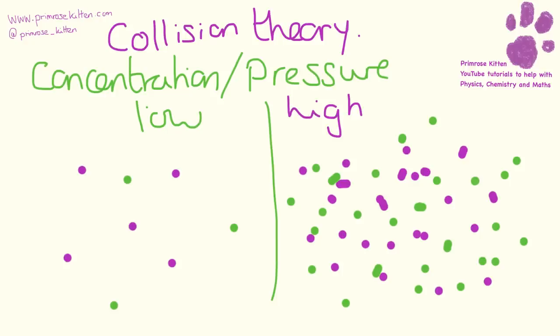When we're talking about concentration or pressure, because in this circumstance we can treat them the same, it's a low concentration. There aren't very many particles around, so it doesn't matter how fast they're moving. If they can't find another particle to collide with, to react with, they're not going to react. At a high concentration, when there are lots and lots of particles around, it is much more likely that they are going to find something to collide with and thus have a successful collision.